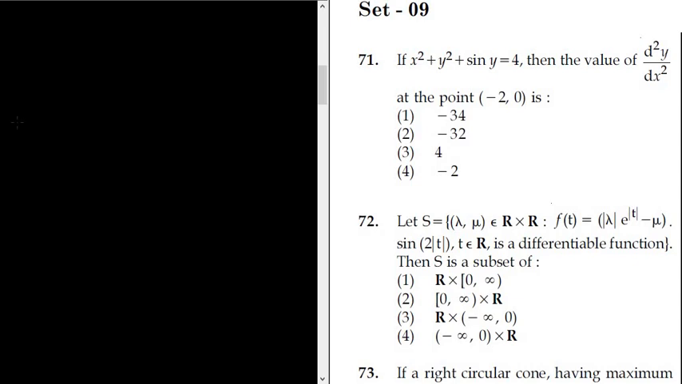Hey everyone, let's work out problem number 71. It says, if x squared plus y squared plus sine y equals 4, find the value of the second derivative at negative 2 comma 0.